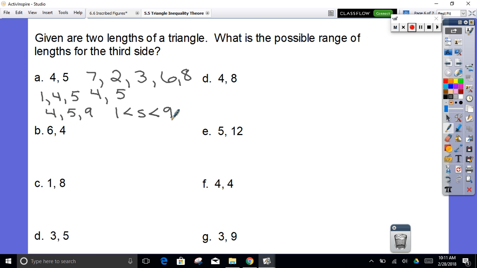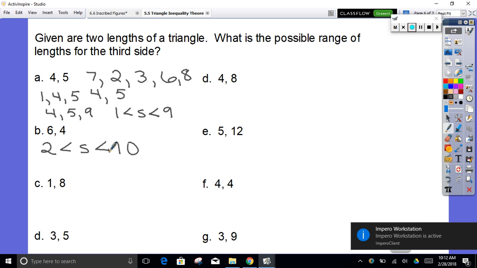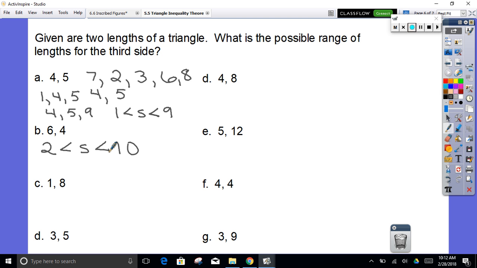Okay, let's look at letter B. Let's do it this way. So 6 minus 4 is 2, and 6 plus 4 is 10. So the third side of this triangle has to be bigger than 2, and it has to be less than 10. It can't be 2, it can't be 10, it can be any number in between 2 and 10. David? 5. You're suggesting a side? 5 would work. Someone tell me another side that would work for this triangle. Any number in between 2 and 10 would work.